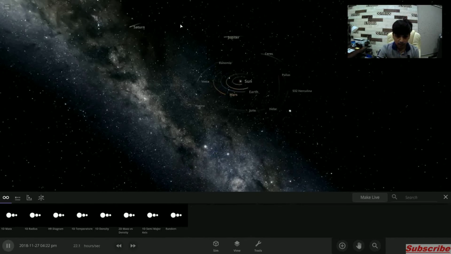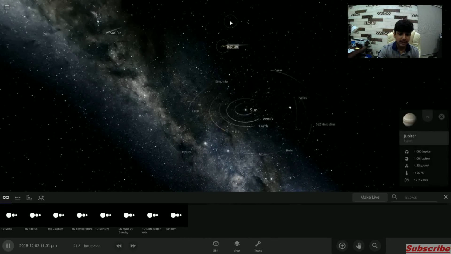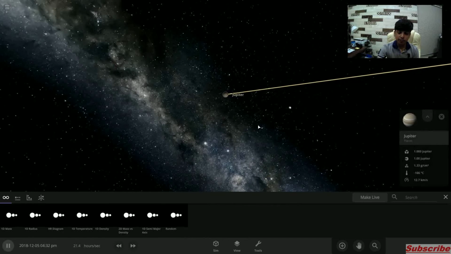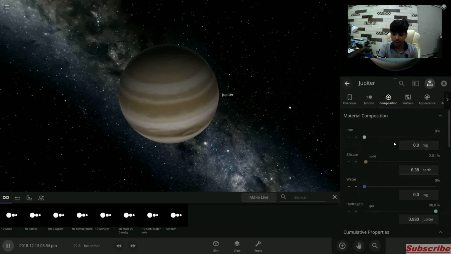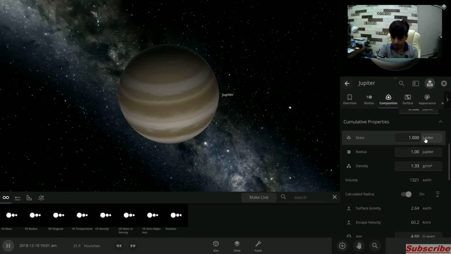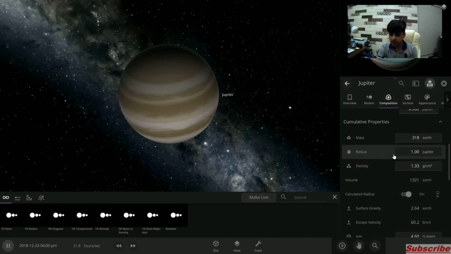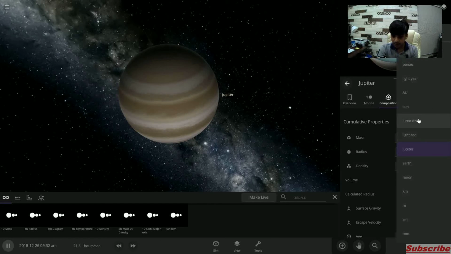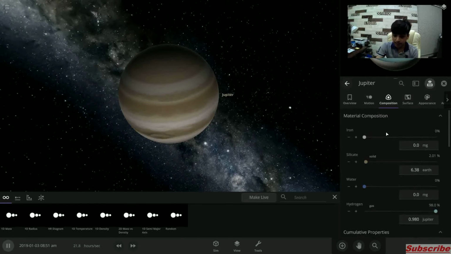First there's Jupiter, which is the biggest planet and is also known for its iconic red spot. Now the red spot is getting smaller, but basically it's a ginormous storm and it's a cyclone. The mass of this big giant is 1 Jupiter, but in other terms it is 318 Earths. The radius is 11.0 Earths, and its composition is mainly hydrogen.